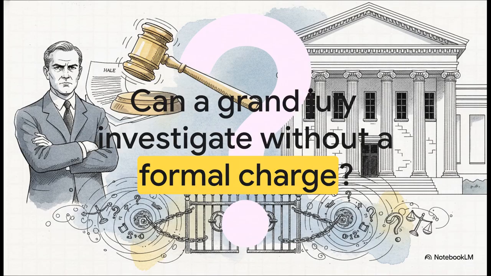Actually, before even getting to the documents themselves, Hale tried to stop the whole investigation in its tracks. He argued that the grand jury had no right to question him in the first place because there was no specific, formal charge pending against any particular person. He wanted to know exactly what the charge was before he breathed a word, and that leads us directly to our first major legal question.